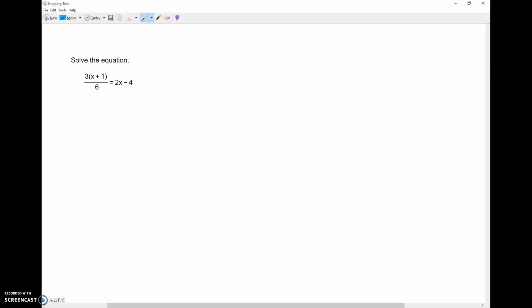We're solving a problem from section 9.3, further solving linear equations. We have this equation: 3 parentheses x plus 1, divided by 6, is equal to 2x minus 4. Now you notice we do have a 3 in a parentheses on the left hand side, but we're also dividing by 6. So what we need to do first is go ahead and multiply by 6 to both sides.